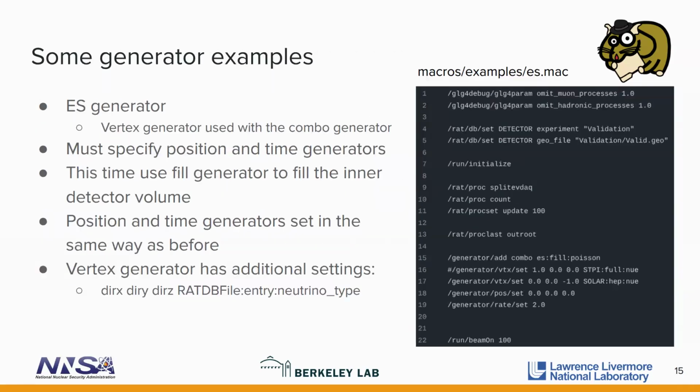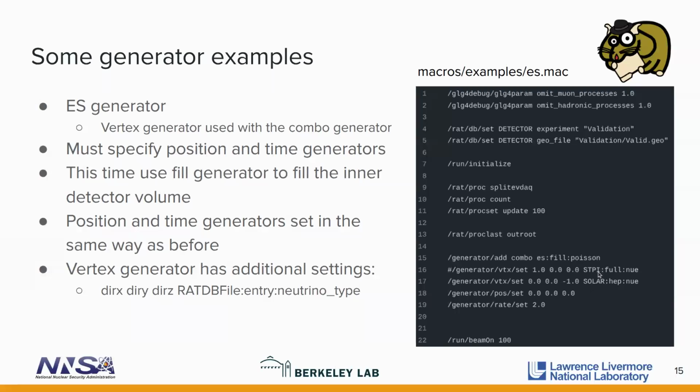Yeah, just one last example is this elastic scattering generator, which is a vertex generator. It's a combo generator, but it has some other options here. One is commented out, the other is here, where you specify a direction, and then you can also specify where it gets its energy spectrum by specifying a ratdb file. Here, there's the solar ratdb file, which loads the solar spectra, and then it gives an entry in the file for HEP neutrinos, and then the neutrino type.